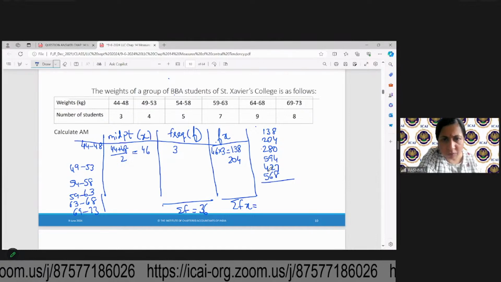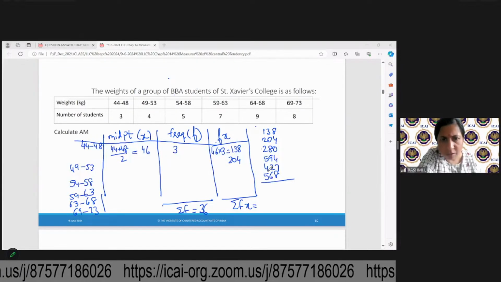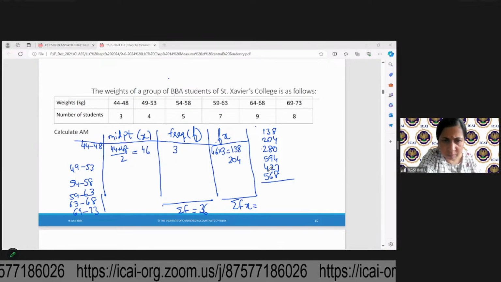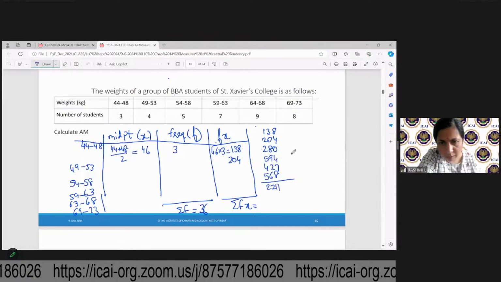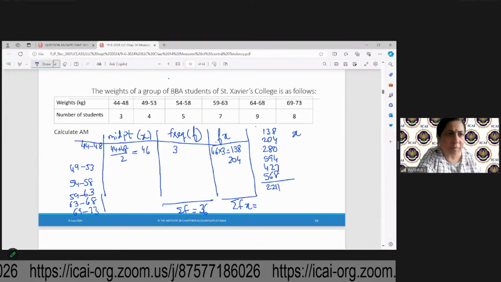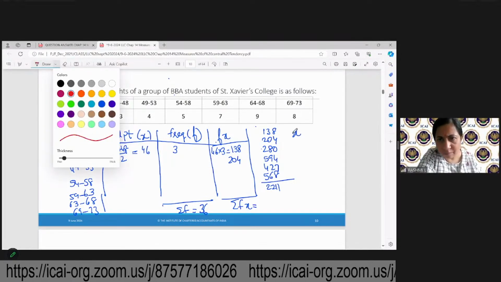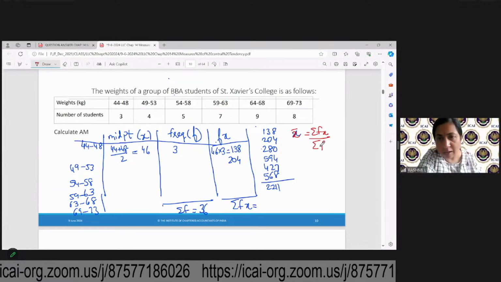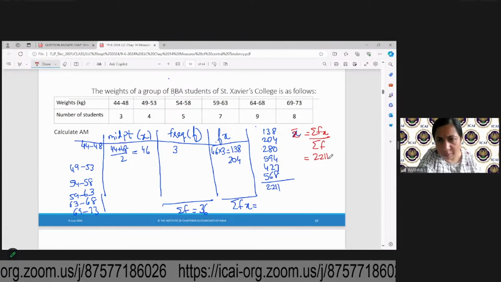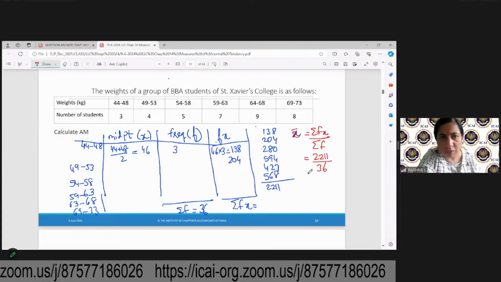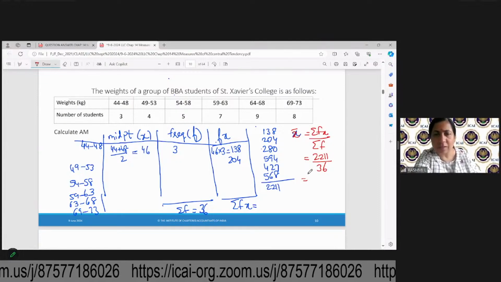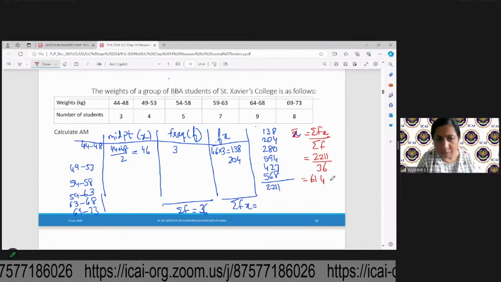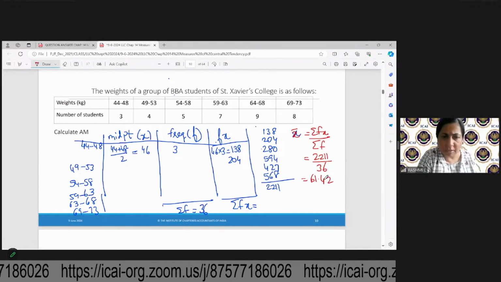Okay, summation of this is how much? 2211. So I will have x bar equal to summation fx upon summation f. Summation fx is 2211, summation f is 36. What is the final answer? 61.42.